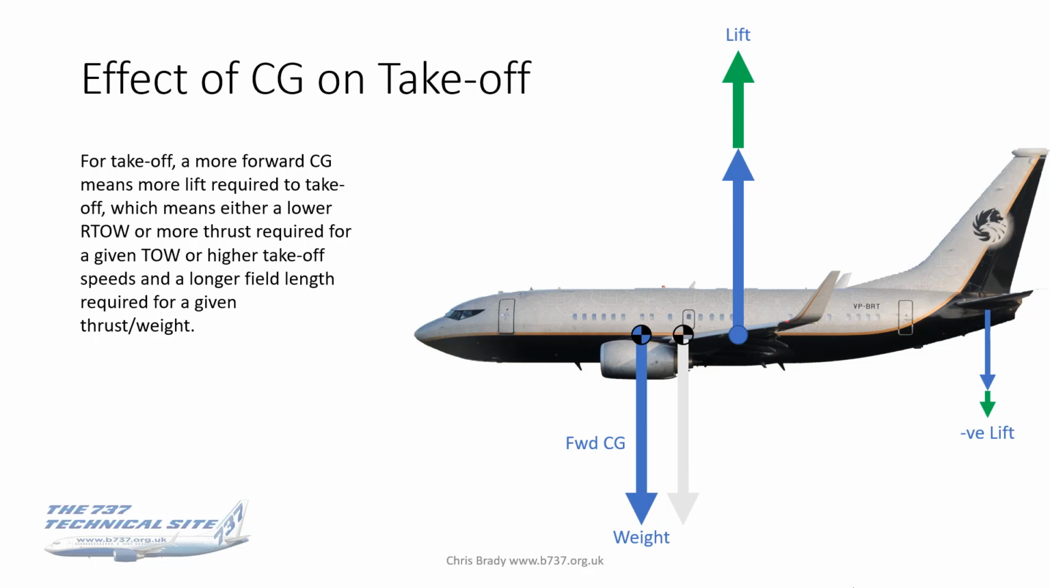Now for takeoff, a more forward CG means more lift required to take off, and that basically translates to either a lower RTOW or more thrust required for a given takeoff weight, or higher takeoff speeds, or a longer field length required for a given thrust and weight. So generally, forward CG has an adverse effect on takeoff performance.